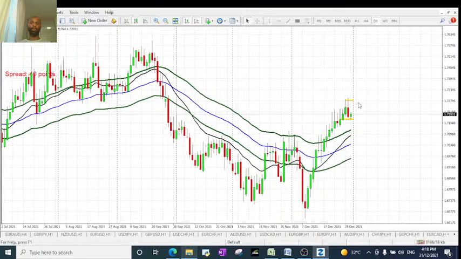What's my bias for this pair today? Short. Got this huge bearish candle. Huh? Of course, this zone is going to be a problem right here.